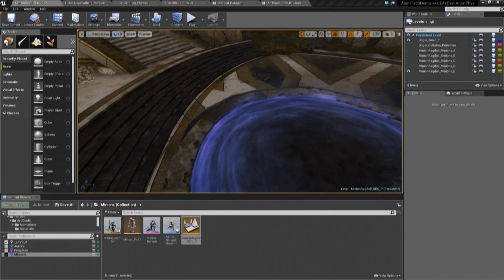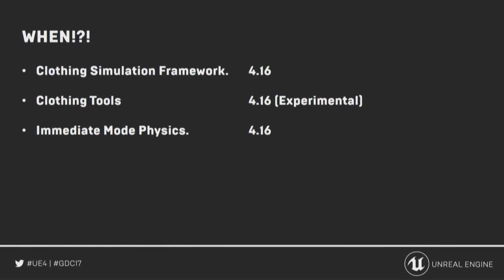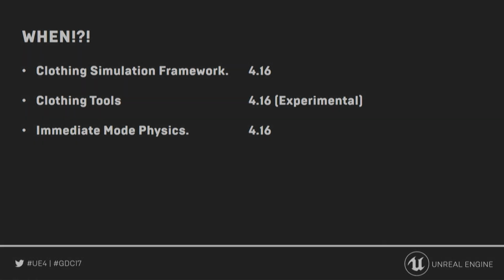So the question becomes, when do you get access to this? It's presently in 4.16, which should be up on GitHub. The clothing tools themselves are marked as experimental. There's still some work to be done there, as you can see, but we would love for you to be able to go and download this and give us some feedback. Let us know what you'd like to see. And of course, immediate mode physics, also in 4.16. So if you have any questions, I'll be off to the side here. Feel free to hit me up, but thank you very much.